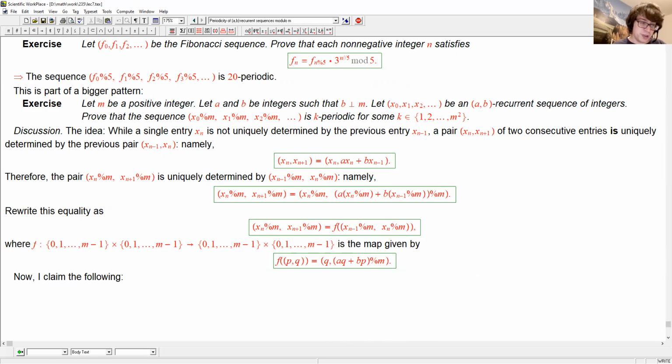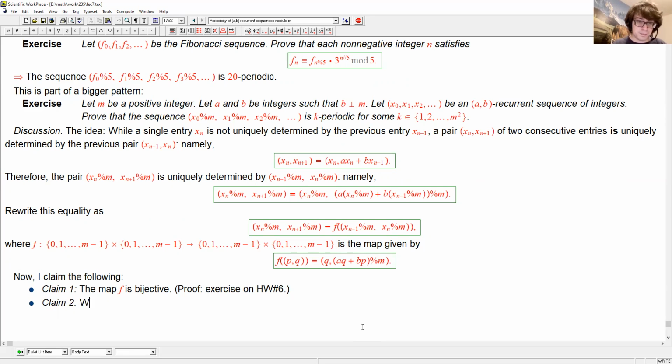I claim the following. Claim 1, the map f is bijective. This is just saying if you know q and this remainder, you can reconstruct p and q. As for q, this is obvious. You can reconstruct q just by taking it from here. But to reconstruct p, you will have to solve this equation for p, modulo m. And this is where you have to use that b is coprime to m. The details of the proof are an exercise on the next homework set.